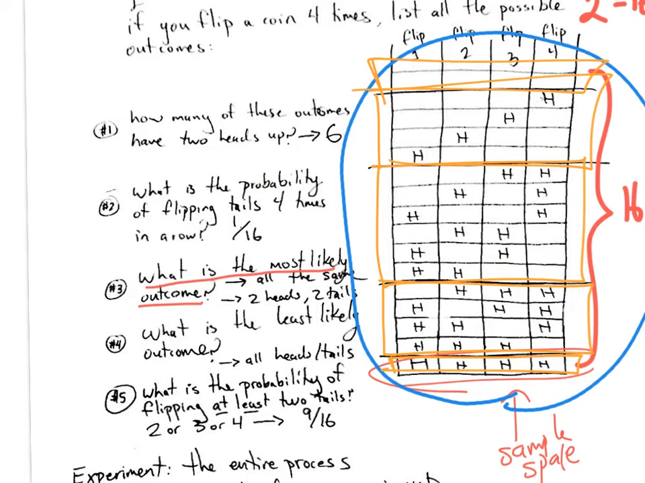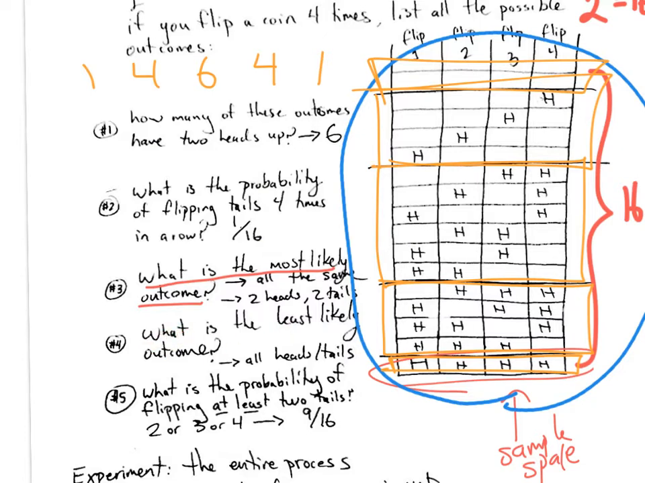So we could say that this is 4 tails, 0 heads. This is 3 tails, 1 heads. This is 2 tails, 2 heads. And this is 1 tail, 3 heads. And this is 0 tails and 4 heads. Okay. 1, 4, 6, 4, 1. Do those numbers look familiar? Yeah, look at that connection. Pascal's triangle. Cool. Okay.